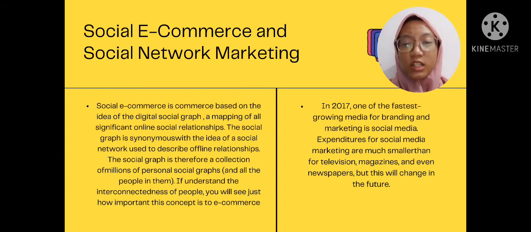Next is social e-commerce and social network marketing. Social e-commerce is commerce based on the idea of the digital social graph, a mapping of all significant online social relationships. The social graph is synonymous with the idea of a social network used to describe offline relationships. The social graph is therefore a collection of millions of personal social graphs, so it's a small world in that we are all more closely linked than we ever thought.